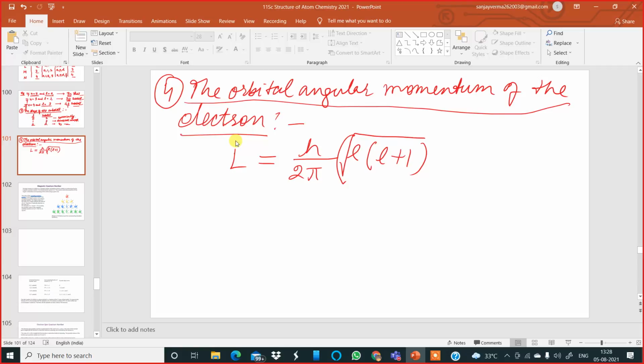Everything under root. So this l stands for what? Azimuthal quantum number. So if you know the azimuthal quantum number, write it over here, and then h is a constant, Planck's constant, pi is 3.14, and simplify it, you get the value of the orbital angular momentum of the electron. So these are the four pieces of information which are provided by the azimuthal quantum number.